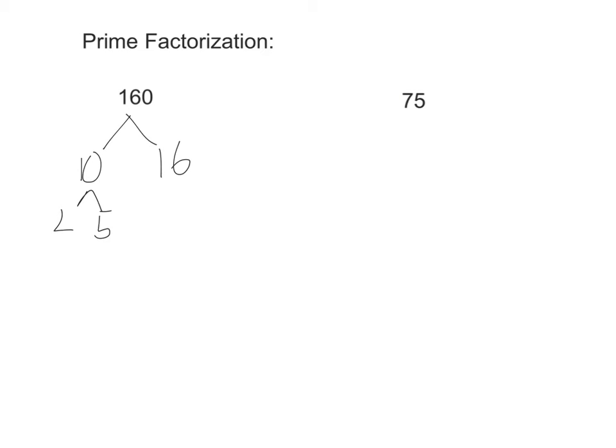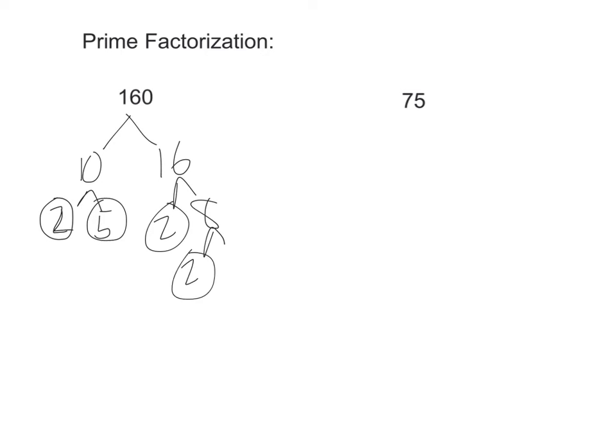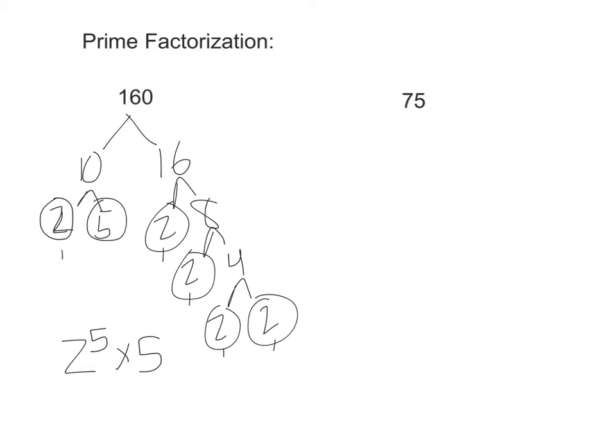2 times 5 gives me 10. 2 is prime, and 5 is prime, so I can circle those. 2 times 8 gives me 16. And 2 times 4 gives me 8, and 2 times 2 gives me 4. When I count up how many 2's I have, 1, 2, 3, 4, 5. So I'm going to write 2 to the power of 5 times 5, and there's nothing else in my circles.